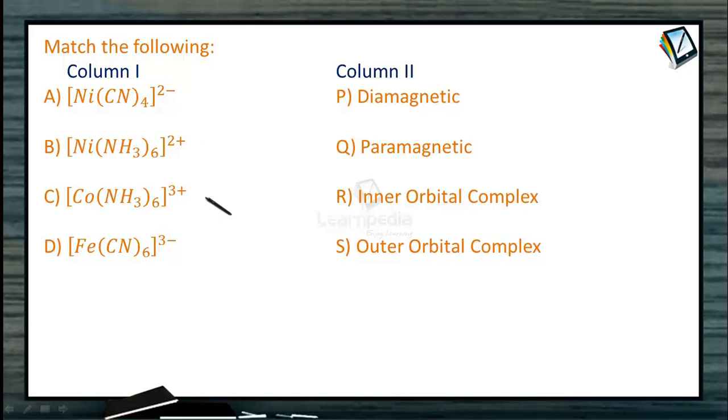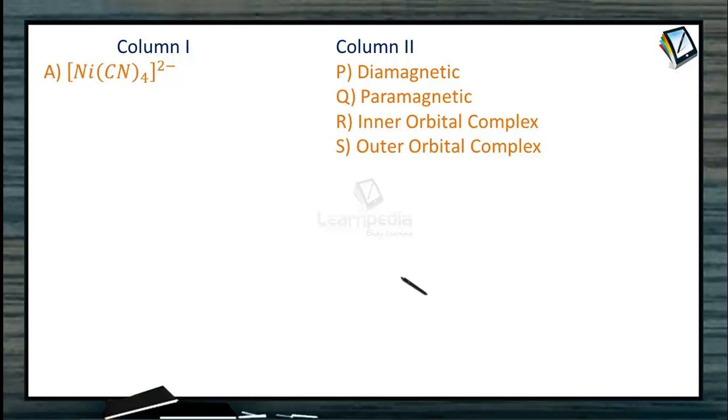And these complexes, we need to match them in terms of their magnetic property as well as in terms of the type of complex formed, whether it is inner orbital complex or outer orbital complex. Let's see one by one. This is a very important objective. You need to listen to this carefully.